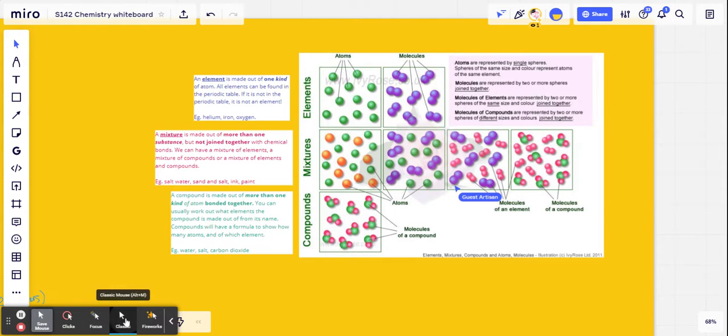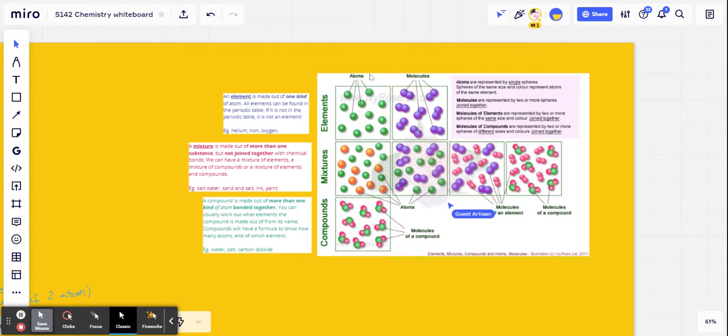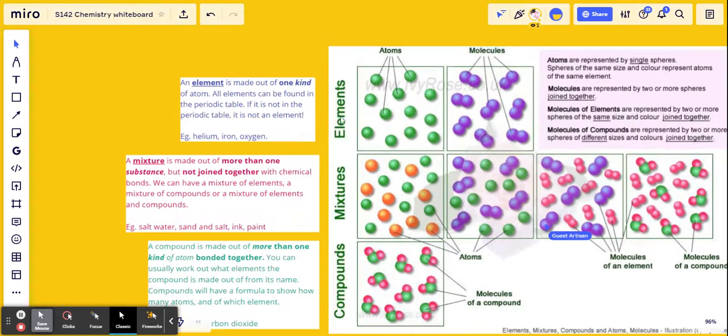Okay, so we're looking at the difference between atoms, molecules, mixtures, compounds and elements here. Let's first of all look at the difference. We can see we've got pictures of elements, pictures of mixtures, pictures of compounds. An element is made out of only one kind of atom, and all of these elements can be found in a periodic table. If it's not in a periodic table, it is not an element. So you won't find salt in a periodic table, you won't find water in a periodic table, and so on.